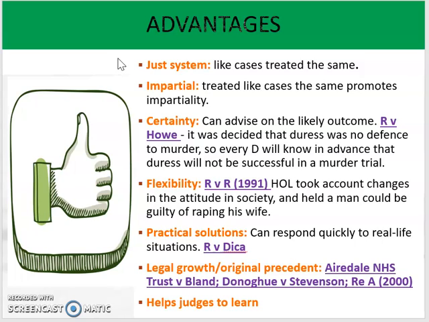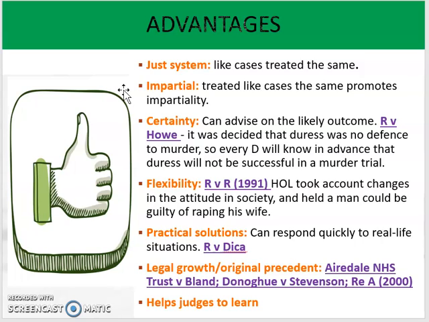And I'm sure for you as a student, you'd feel very unhappy if you were treated differently from another student when you did exactly the same thing. And of course, the same applies in court, that we would hope that similar cases are treated the same way. And this links to the second advantage here, that if you are treating cases the same as previous cases, that should lead to impartiality in the system.